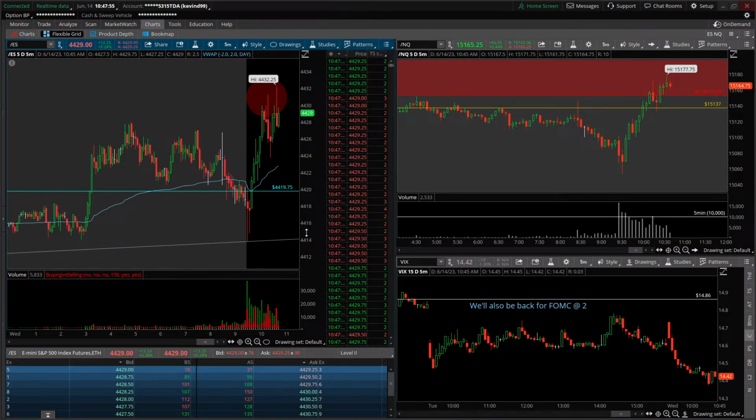This is quite the choppy market, guys. This NASDAQ supply is just holding us down, but it just wants to keep going higher. Keep making these higher highs, lower highs.